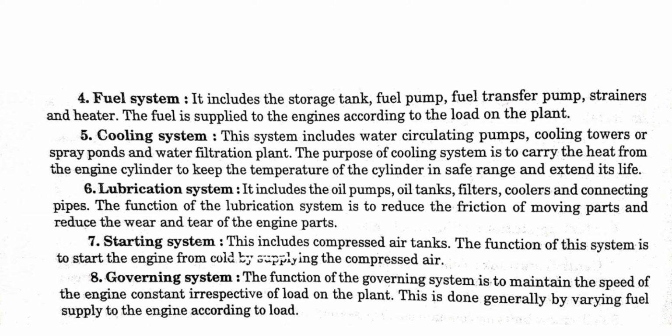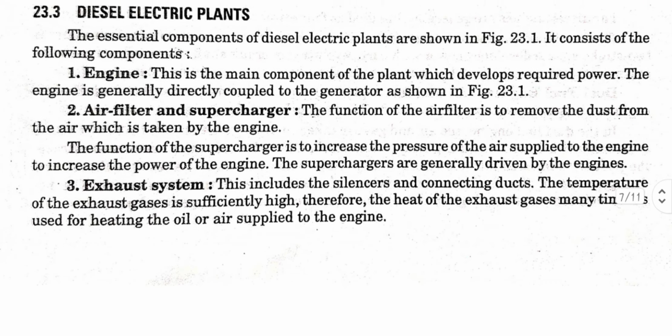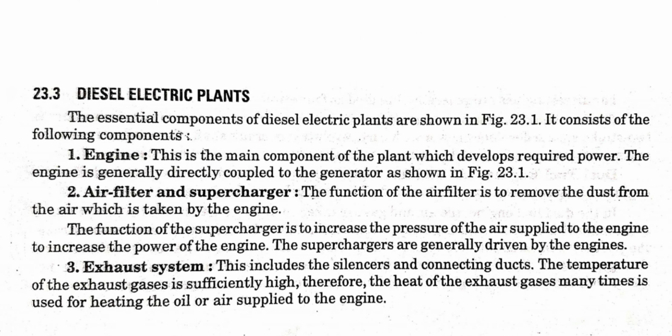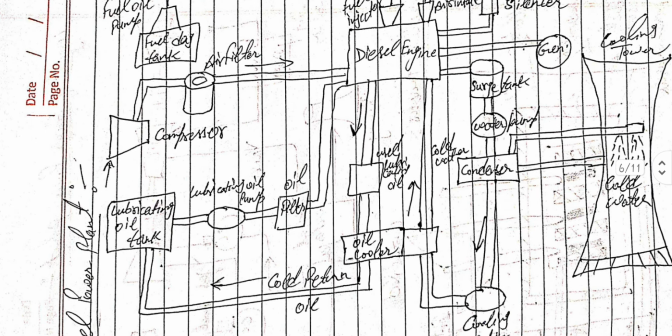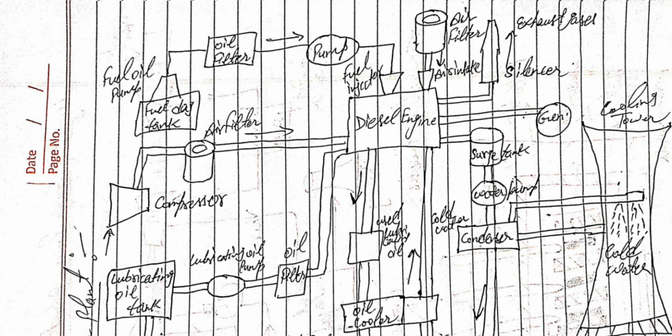Eighth point is governing system. The function of the governing system is to maintain the speed of the engine constant irrespective of the load on the plant. This is done generally by varying fuel supply to the engine according to load. So these are the components of diesel power plant and the general layout of the diesel power plant you see in this video.